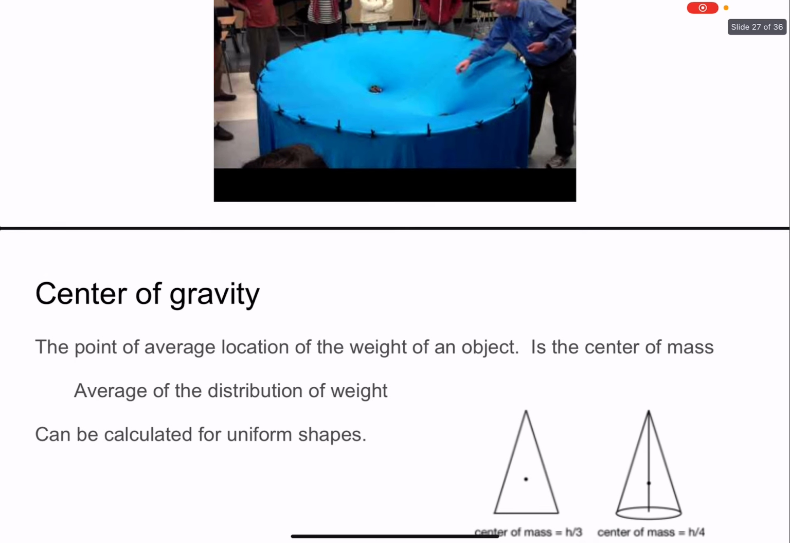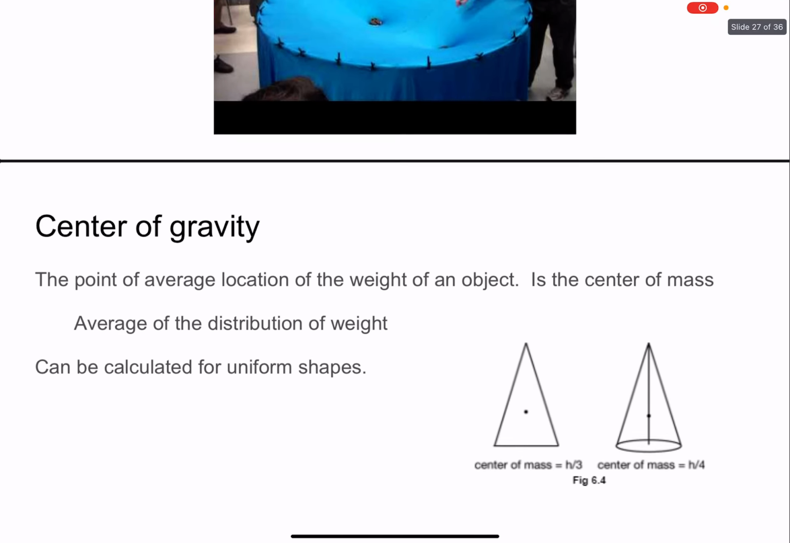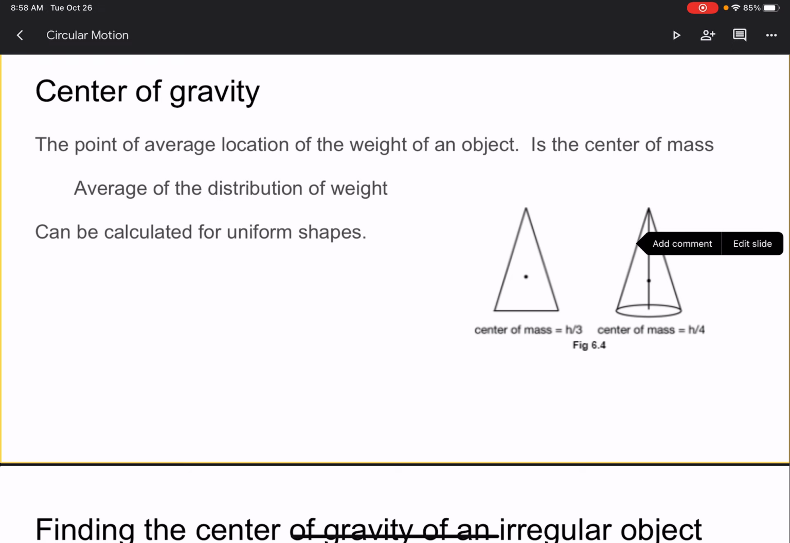Centripetal force does play a role in planets in orbit. We'll look at that later on in the year. There are some calculations in your lesson about center of gravity, and you can usually use these formulas that you see here to calculate uniform shapes. Those formulas will be in the lesson, so you can calculate those.